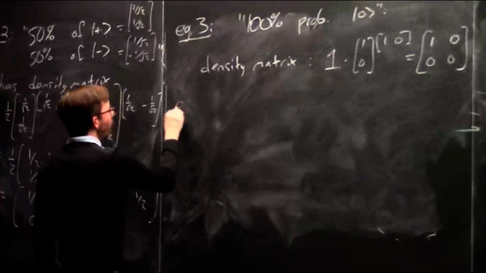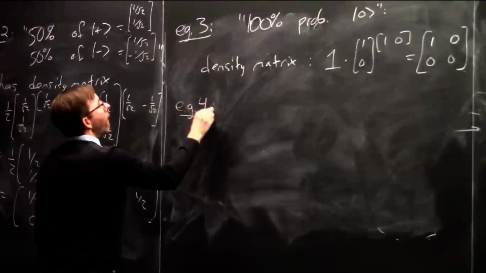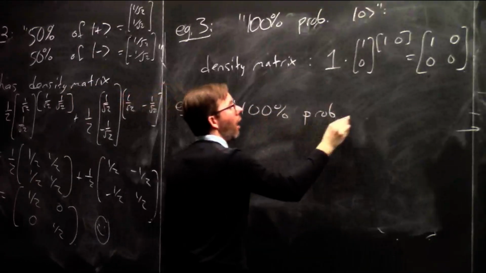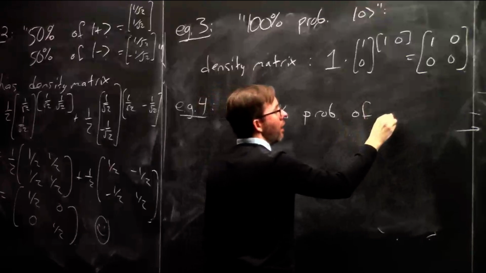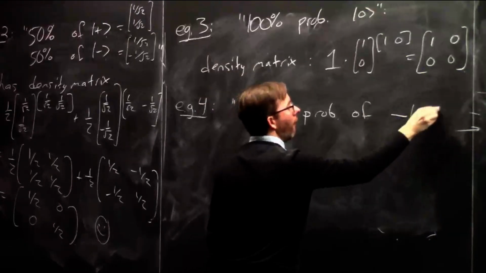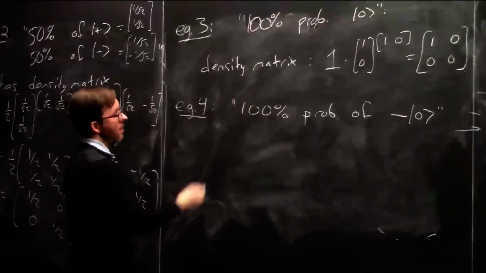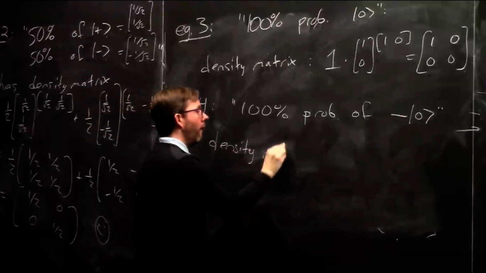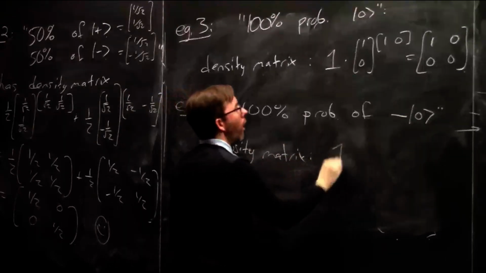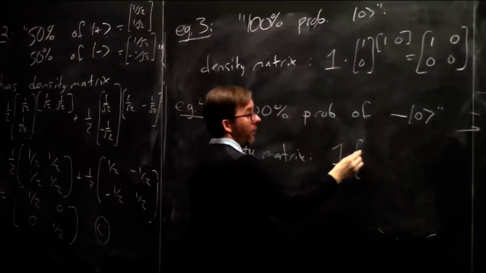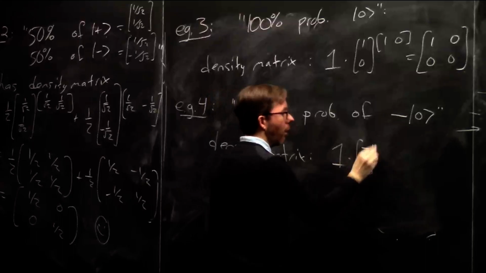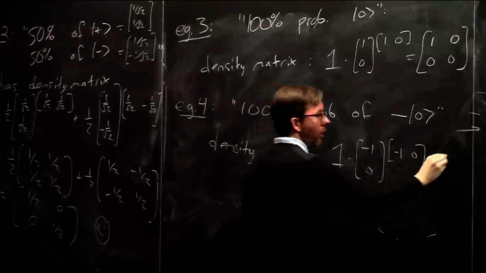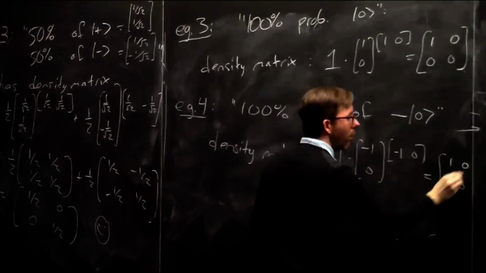But check this out. Let's say we do 100% probability of the pure state negative 0. What's the density matrix for this? Well, it's 1 times, I guess negative 0 is like negative 1, 0, times negative 1, 0. And actually, ta-da, that's 1, 0, 0, 0 again.